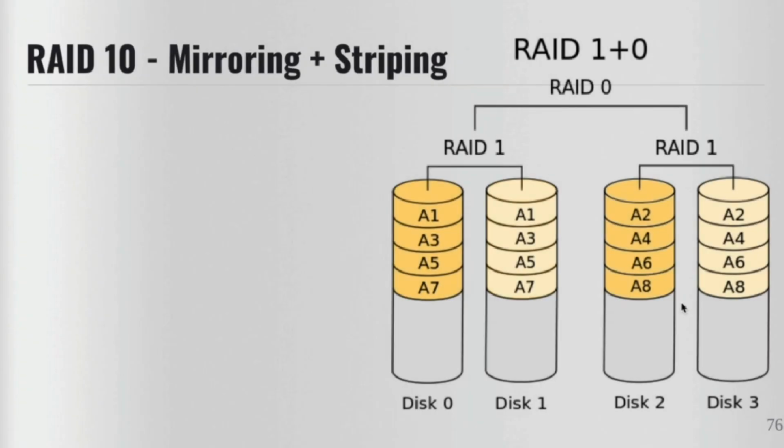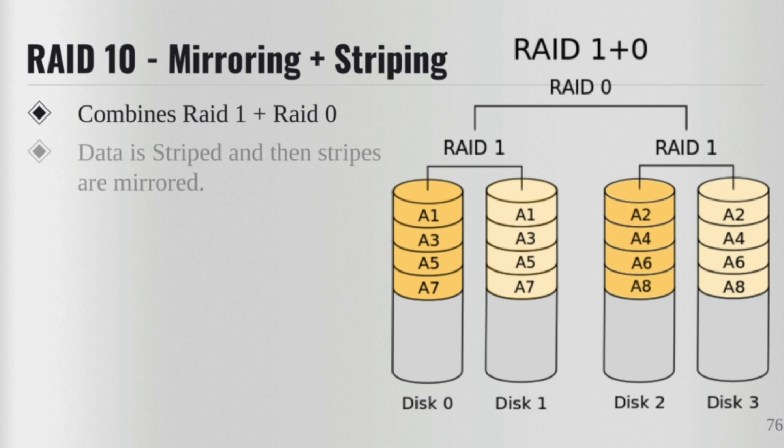Now comes the nested RAID level, which is RAID 10. There are more as well, but like I said, we'll discuss this one. This is a combination of RAID 1 and RAID 0. And can you recall what RAID 1 was? Yes, RAID 1 is mirroring and RAID 0 is striping. So it combines RAID 1 plus RAID 0, which is mirroring and striping. The data is striped and then the stripes are mirrored.